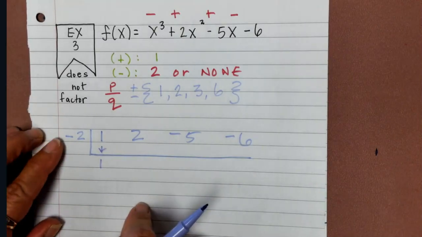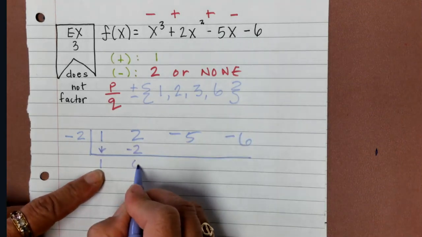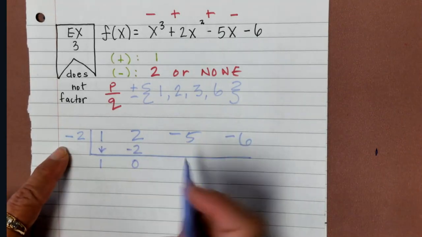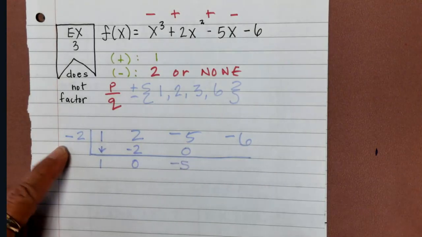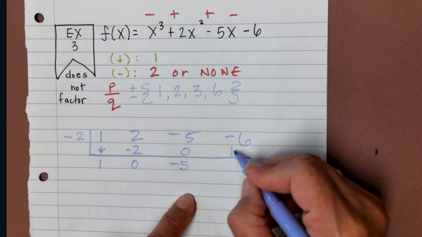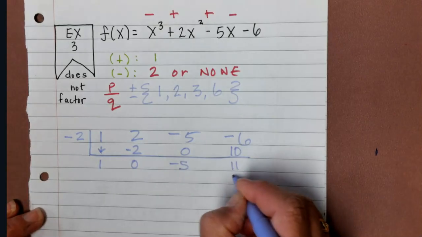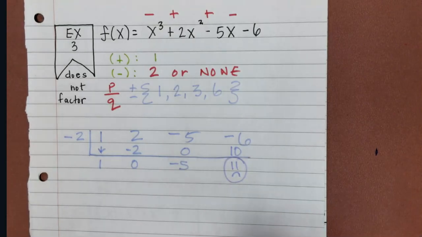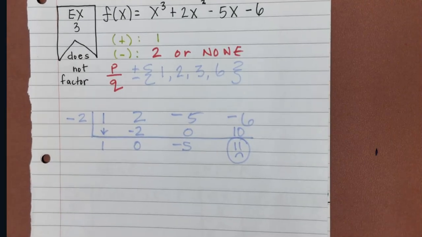Bring down a 1. -2 times 1 is -2. Combine straight down, that's going to be a 0. -2 times 0 is 0. That's going to be a -5. And then, does that equal 0? That's why I was so unhappy. I just wasted my time. Not really wasted, but at least I eliminated a chance. Let me try another negative.